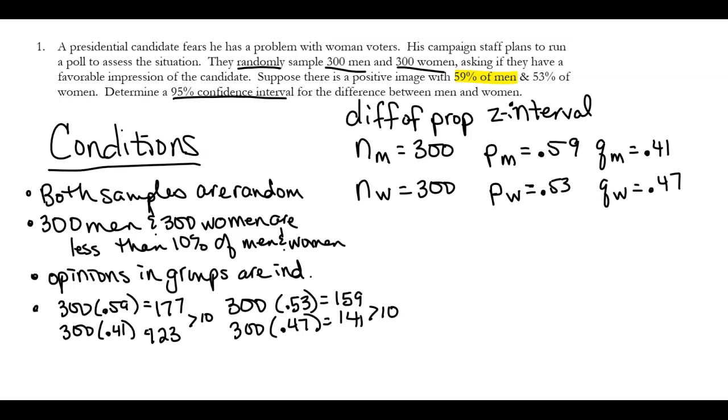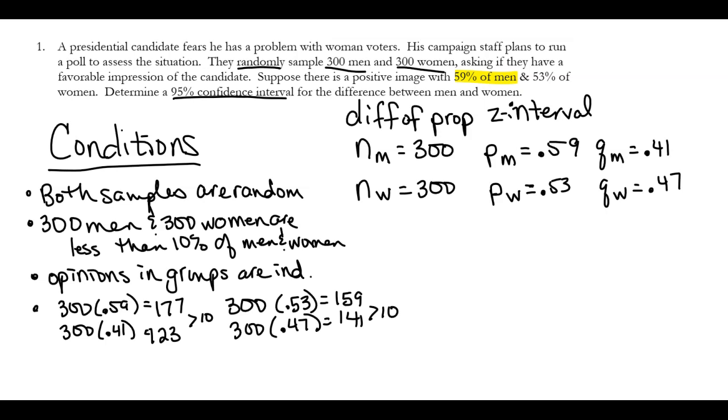Okay, here we go. So both samples are random, which it says. And then 300 men and 300 women are less than 10% of men and women. Opinions and groups are independent. And then I showed that both sets had at least 10 successes and 10 failures. Okay, so now we're going to do our interval.